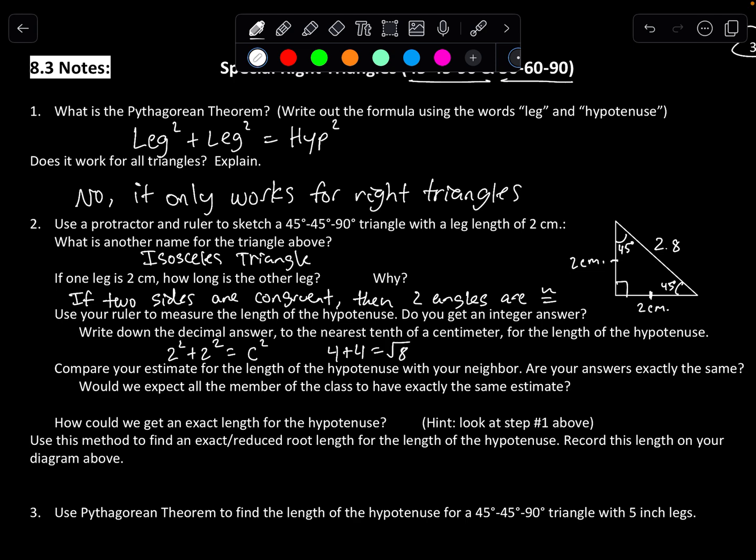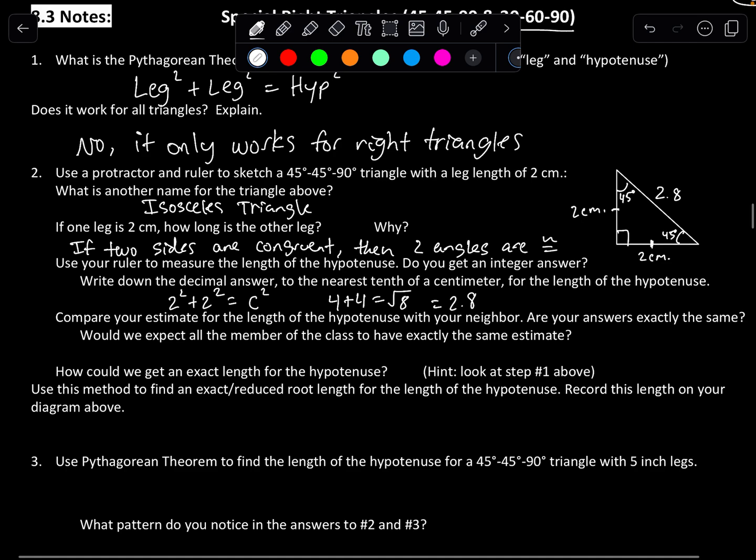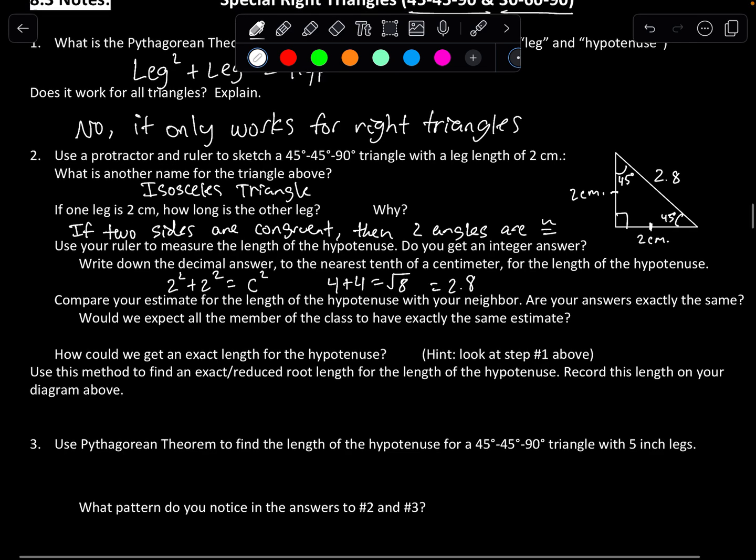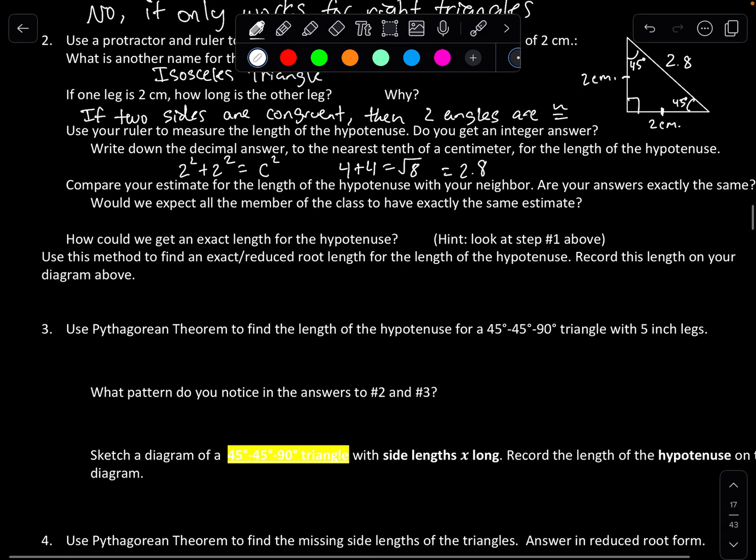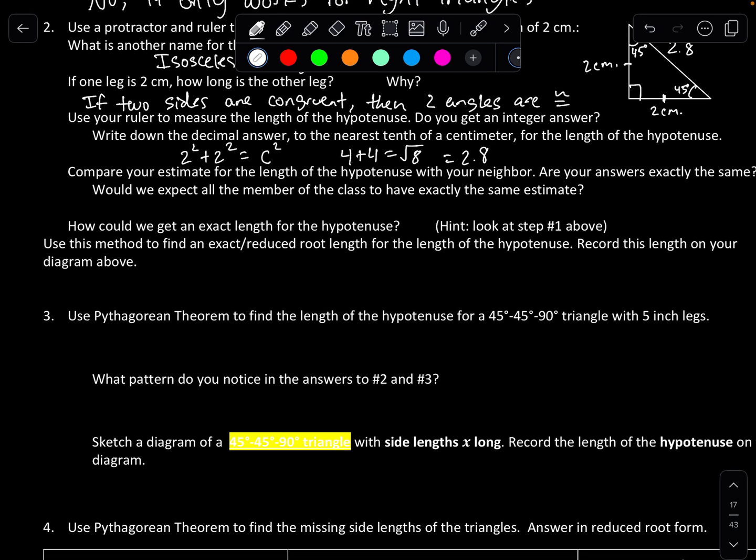And what's the square root of 8? If you plug it in, it should be 2.8. I'll check real quick, just so I don't make this mistake. Square root of 8 is 2.828. So, yes, we'll go with 2.8. Compare your estimate. Wow, our estimate from measuring with the ruler and the Pythagorean theorem is the same, okay? How could we get an exact length for the hypotenuse? Well, using the Pythagorean theorem.